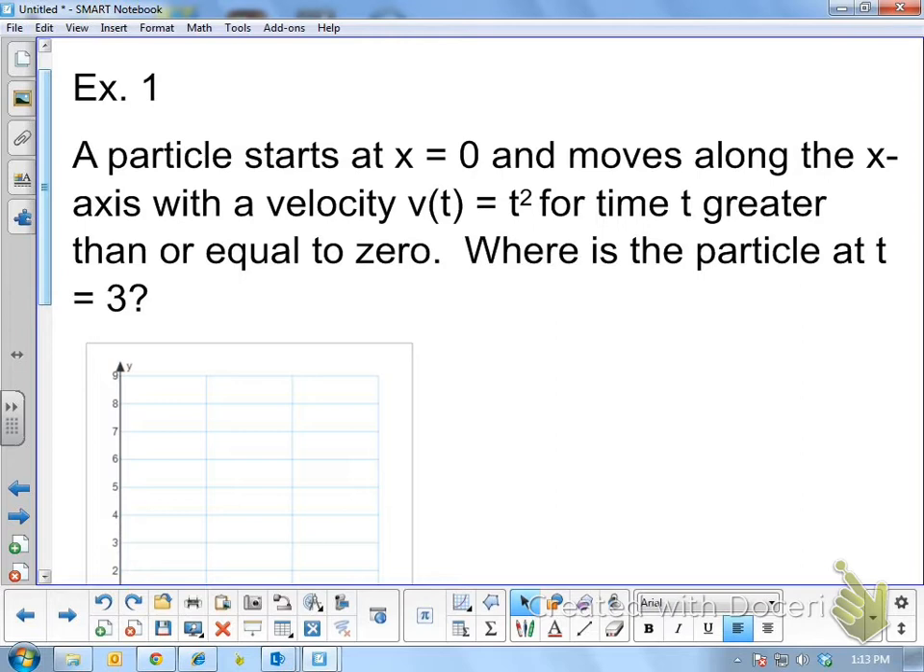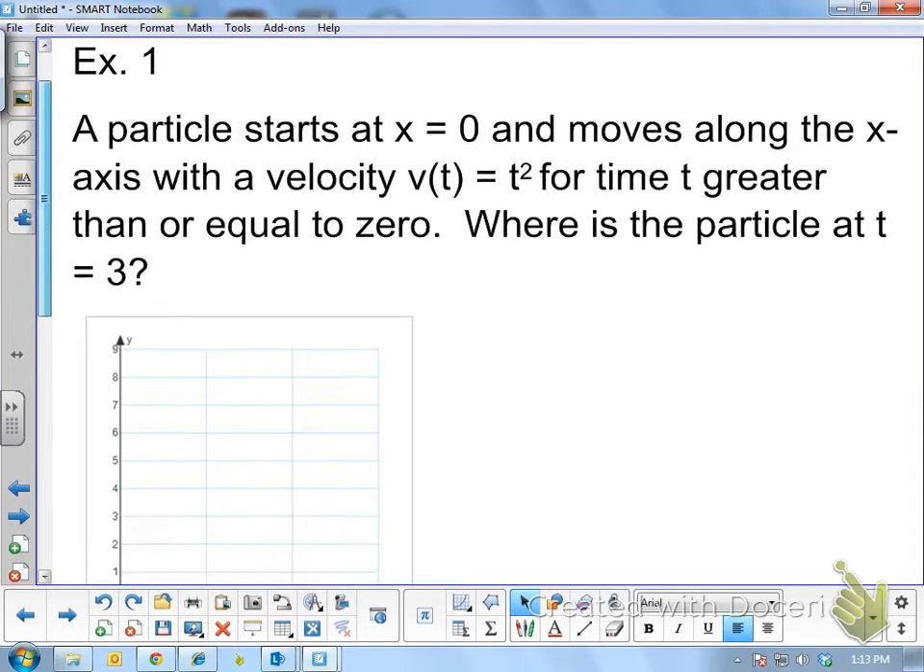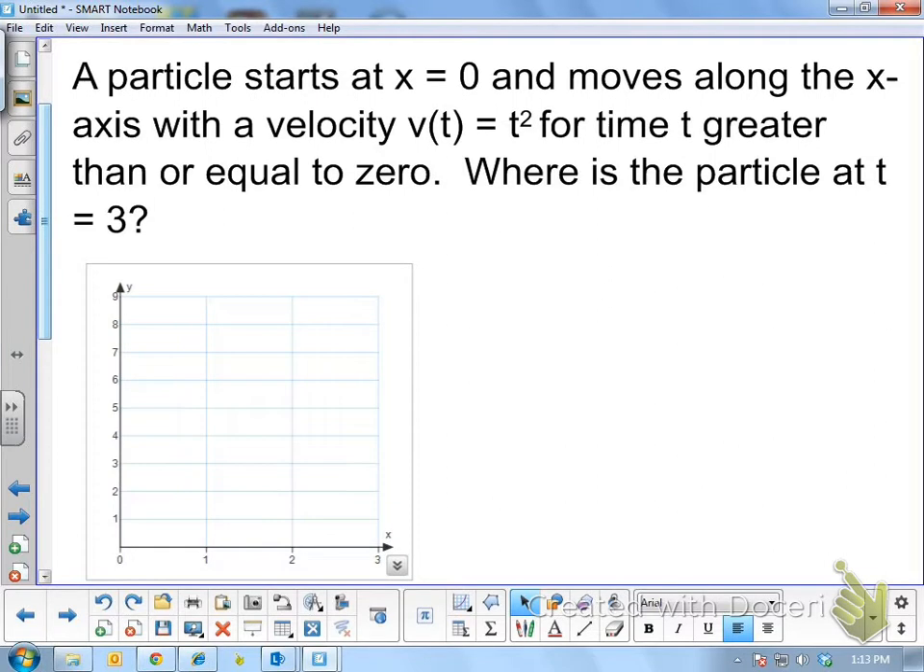So the velocity is v of t equals t squared for time t greater than or equal to 0. Where is the particle at t equals 3, after the first 3 seconds? Not 0. So if we draw the graph, what kind of graph do we have? Parabola. So it starts at 0, 0, goes through 1, 1, goes through 2, 4, goes through 3, 9.